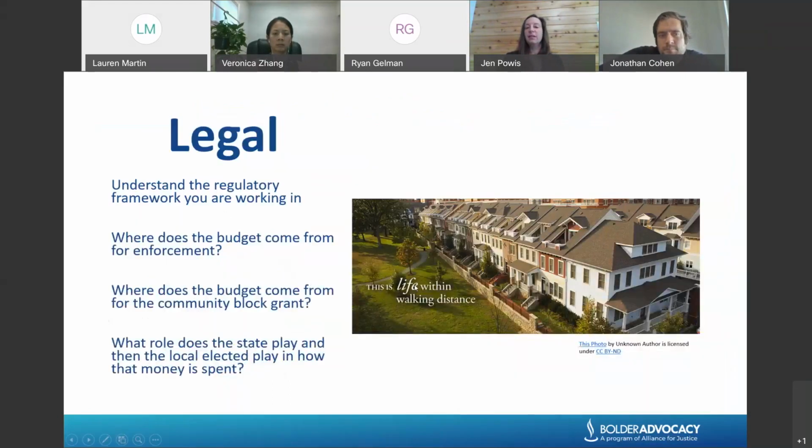So first, the legal. And this may be a little bit old hat for many of you on the call, but understanding your regulatory framework, understanding the budget around enforcement.